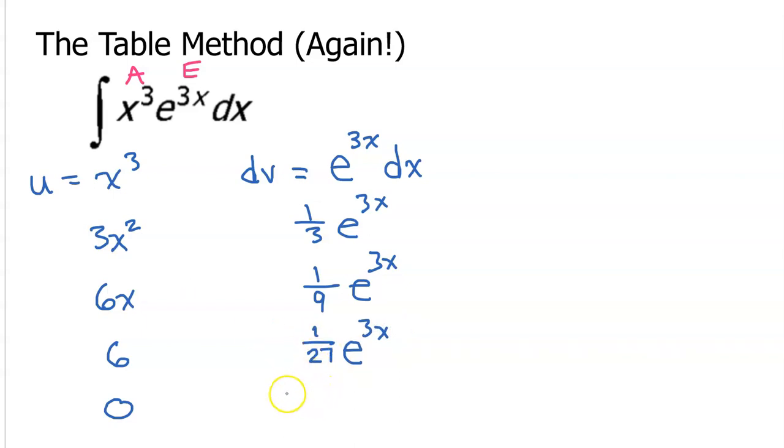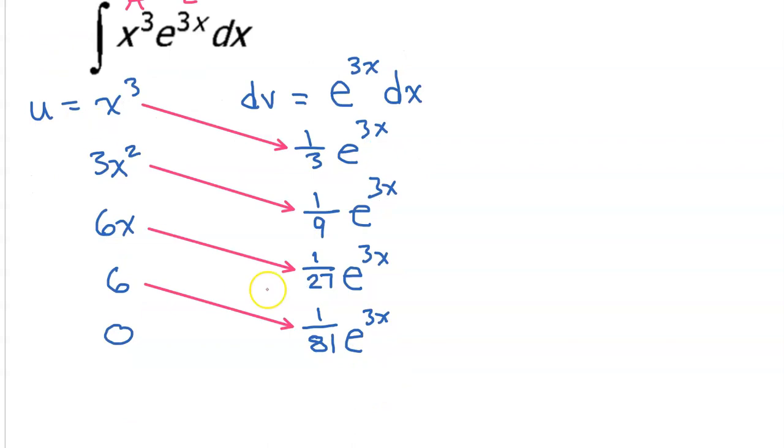One more time, bring down the 1/27, and because of the mental u substitution, we end up dividing by 3, and the antiderivative of e to the 3x is e to the 3x. The 1/27 times 1/3 became 1/81. From here, we can write the final answer by finding the products of each of these diagonals and adding them up, with the exception that we have to be careful about the signs.